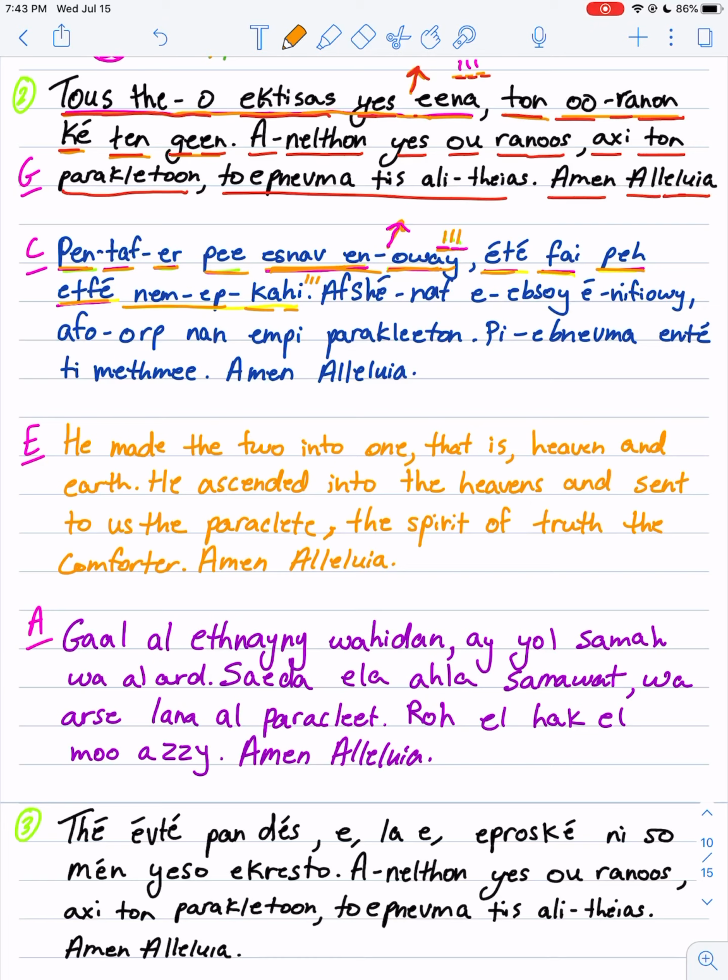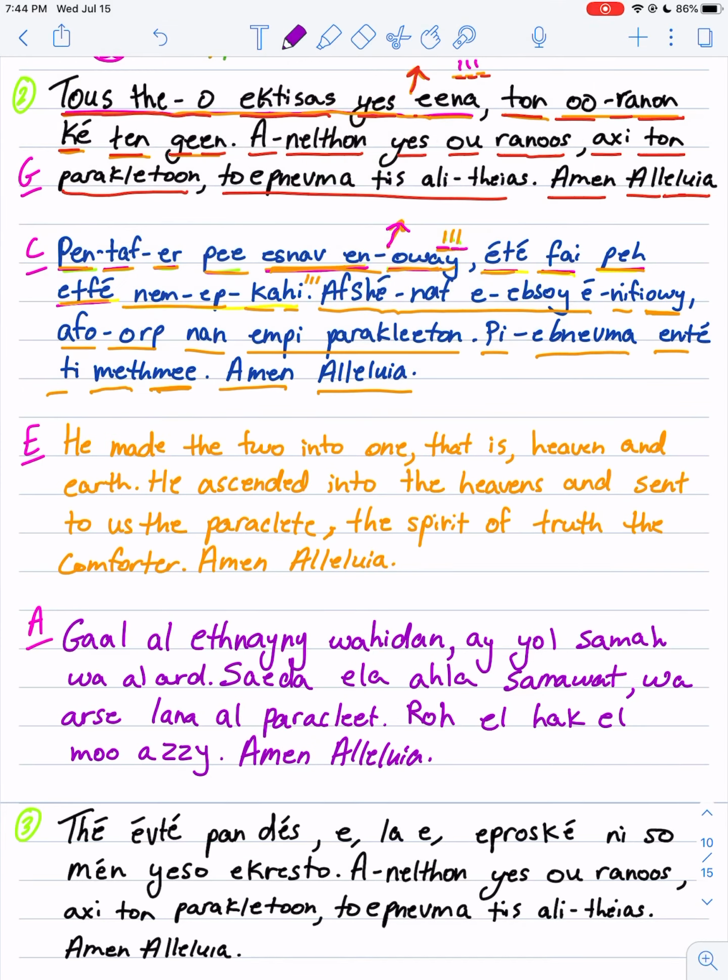Then the ending once again is the same. Af shen af ebeshoye nifi owi af orpenanem pi parakliton piem nevama enteti methmi. Amin. Alleluia.